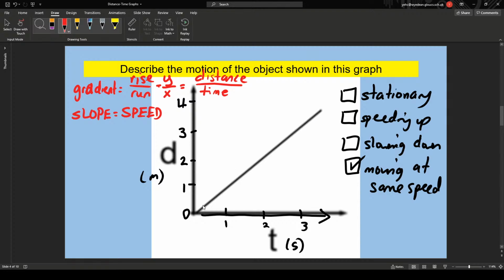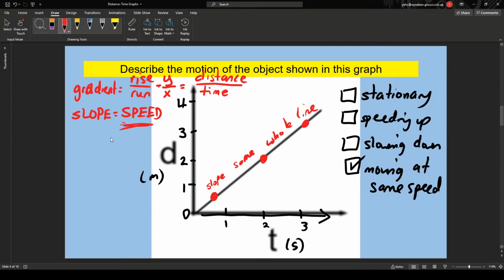If you look at this graph, is the slope changing at any point? It isn't, right? Because it's a straight line. How steep it is at this point is the same as how steep it is at that point, and the same as at this point. Because the line isn't curved and we have a straight diagonal line, the slope is the same the whole way through. And because the slope is the same the whole way through, the speed is the same the whole way through. The reason is that in maths, gradient is rise over run, or y over x, and in a distance time graph, y over x is distance divided by time, which is speed.